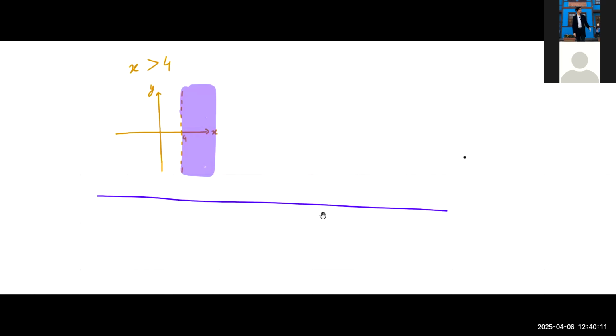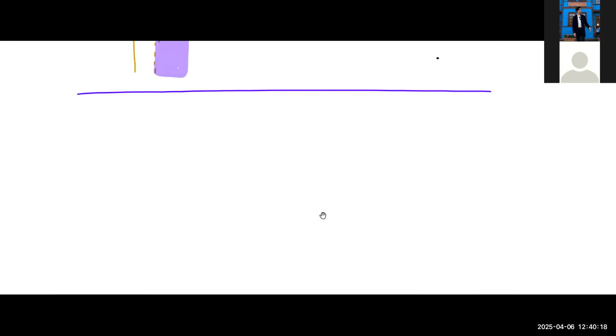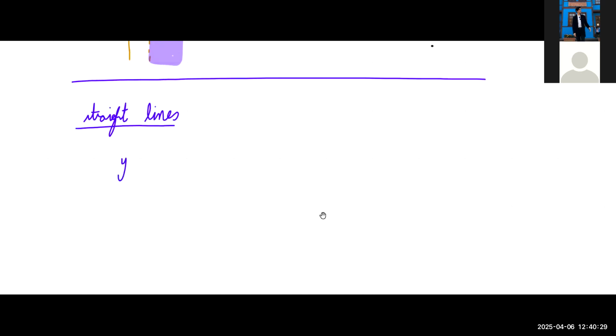Have you learned about perpendicular lines before, by the way? Yeah. Okay. So do you know what the idea of parallel lines is first? So just to remind you, for straight lines, so we're not talking about inequalities anymore, we're just talking about regular equations now, okay? So y equals mx plus c. That's a straight line equation. This is the slope of the line, and this is the y-intercept of the line.